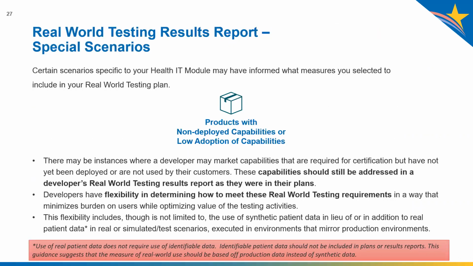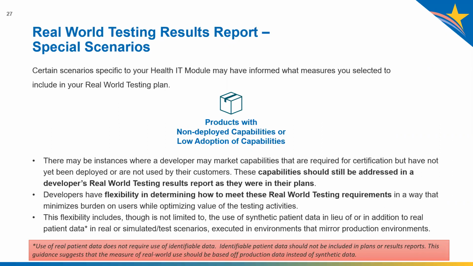Okay, so products with non-deployed capabilities or low adoption of capabilities. This is one that we've provided a lot of guidance on in the past, and so now we're coming full circle. We provided clarity on the fact that no matter whether you have non-deployed capabilities or no adoption of capabilities, you still had to include these modules and these certification criteria in your plan, okay?